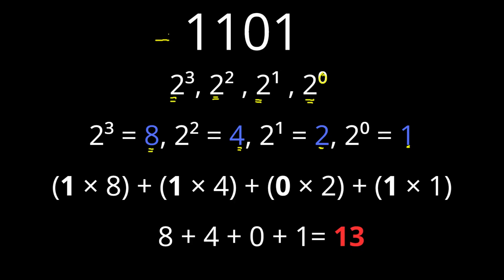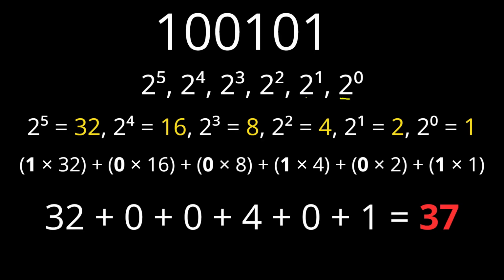Now, we take the binary number 1, 1, 0, 1, and we multiply them with the values of the powers of 2. 1 times 8 will be 8. 1 times 4 will be 4. 0 times 2 will be 0. And 1 times 1 will be 1. Now, let's add 8 plus 4. 8 plus 4 will be 12. Plus 1, it will be 13 as your final answer. So it means that this binary number represents 13 as a decimal.